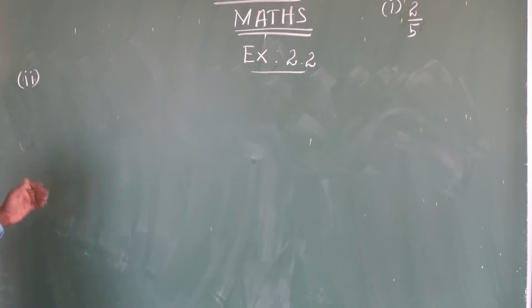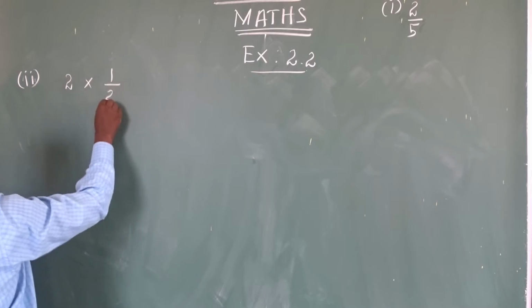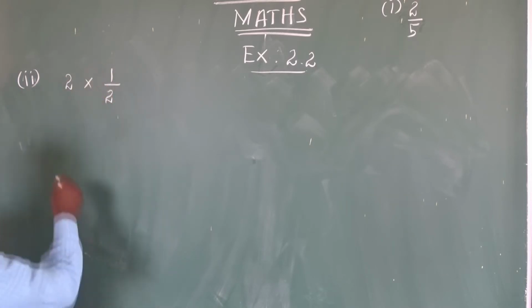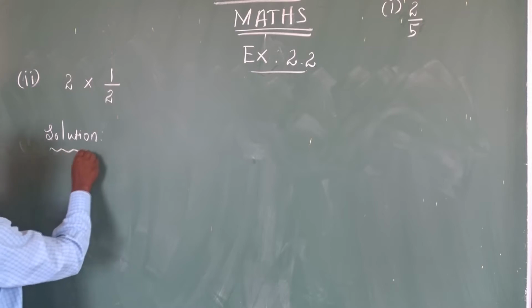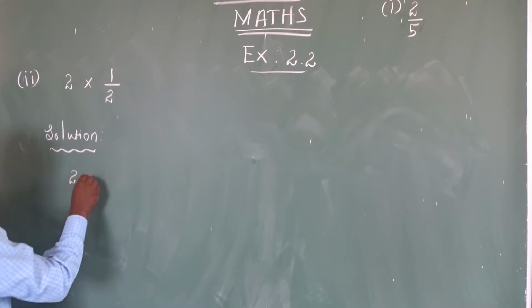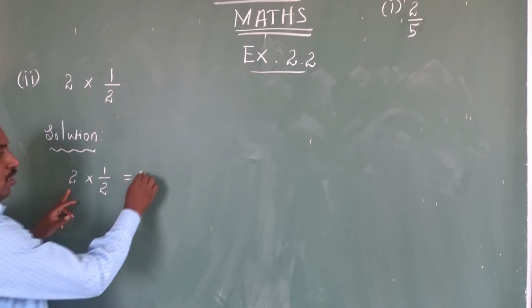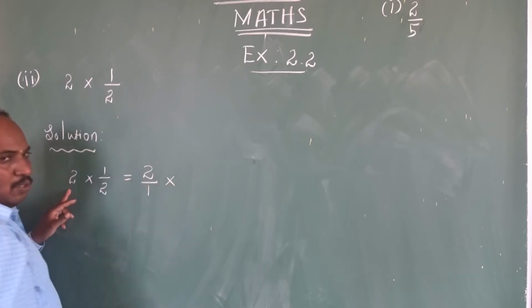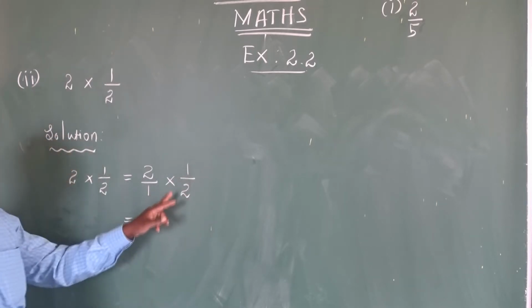Our second part of the question is 2 into 1 by 2. Here 2 is a whole number and 1 by 2 is a fraction. We convert the whole number to the fraction 2 by 1, into 1 by 2.